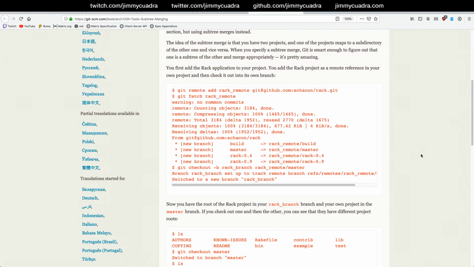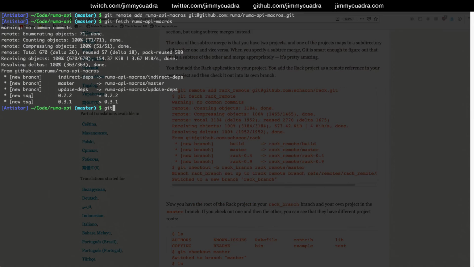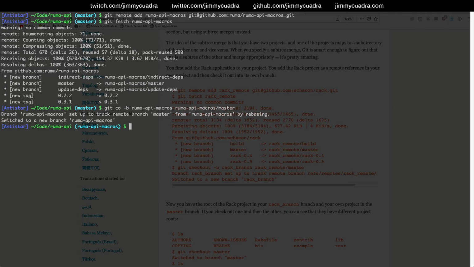And then we want to check it out into its own branch. So let's check that out as git checkout -b Ruma API macros, and then we're going to be tracking Ruma API macros. What's wrong with this? Oh, Ruma. What am I typing? Ruma API macros/master. In the chat, someone says you could also do a pure merge of the two repos with allow unrelated histories. Interesting.